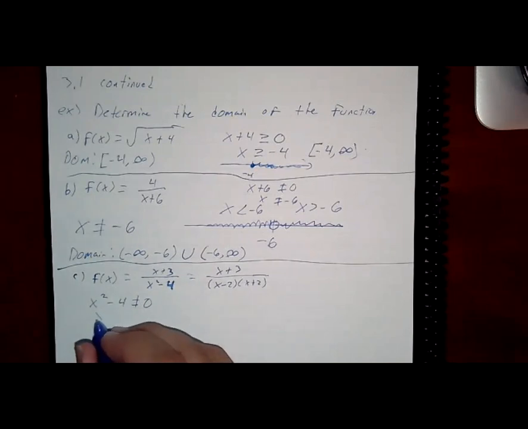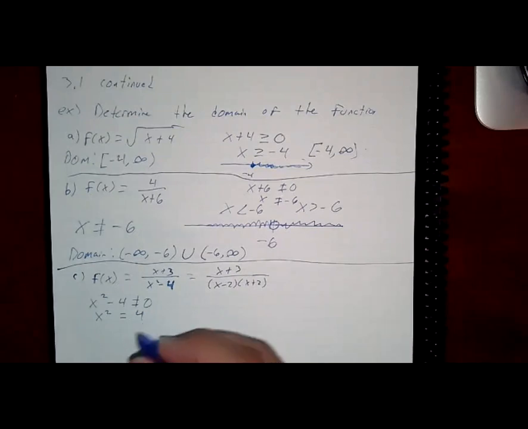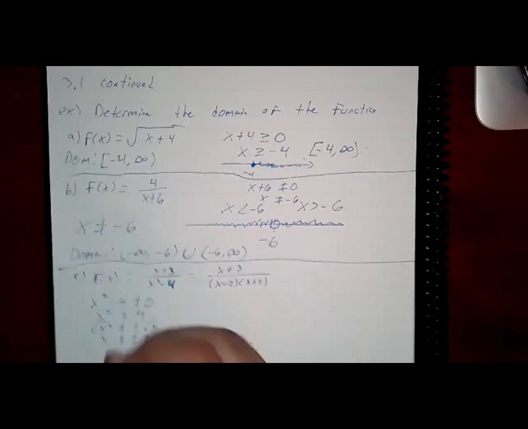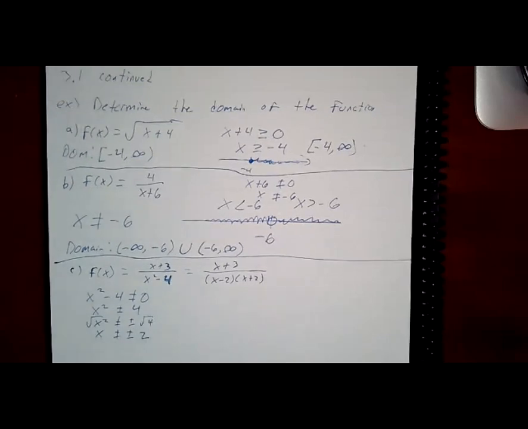So move the 4 over. Square root both sides. Get x equal to plus or minus 2. So x cannot be 2 or -2, which might have been clear at this point. If I plug in a 2 or a -2, I get issues.